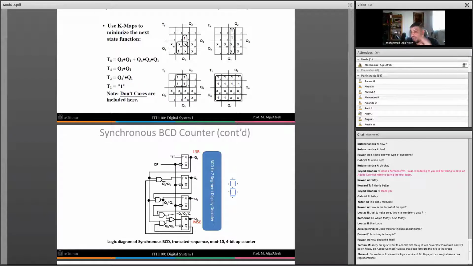It's going to be long answers or short answers, I don't know. Are the questions going to be within the materials? That's the answer: yes.